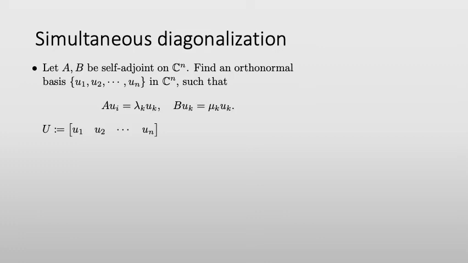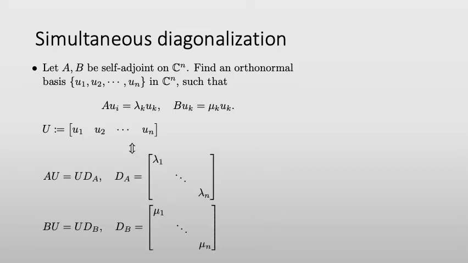If U is the unitary matrix containing those common eigenvectors, then the question is equivalent to these matrix equations. AU is equal to U times a diagonal matrix dA, which has the eigenvalues of A on the diagonal. Similarly, BU is equal to U times dB. Therefore, A and B are both unitarily equivalent to some diagonal matrices.